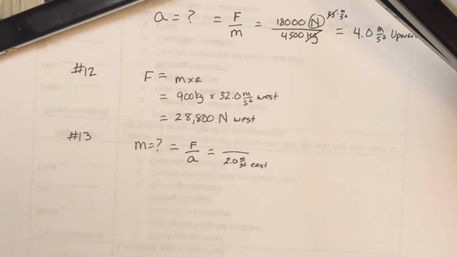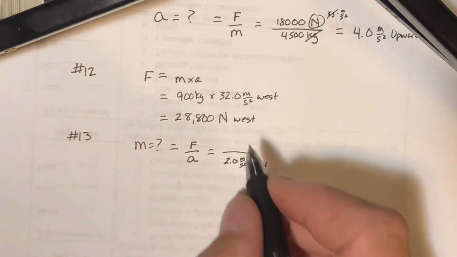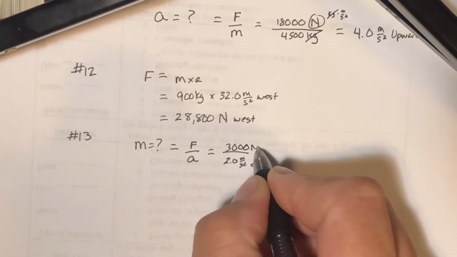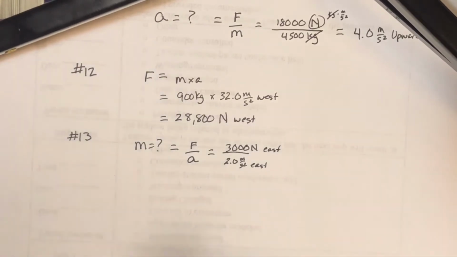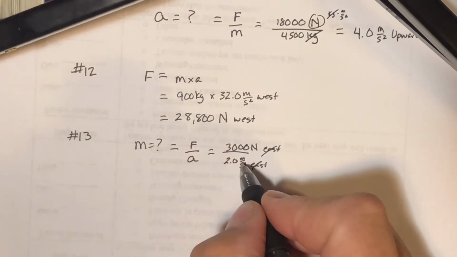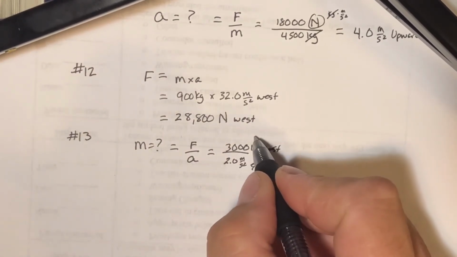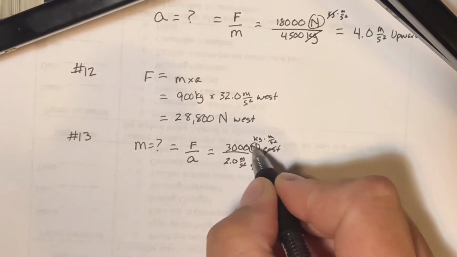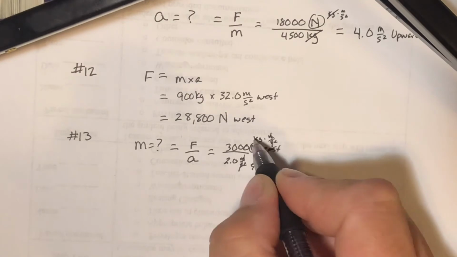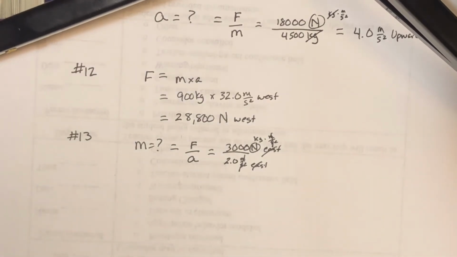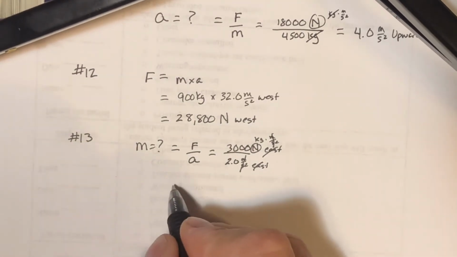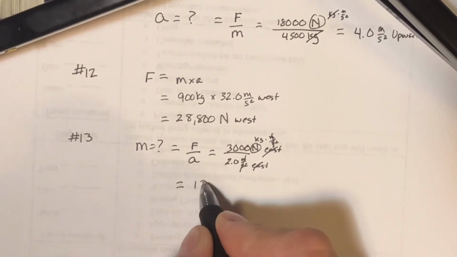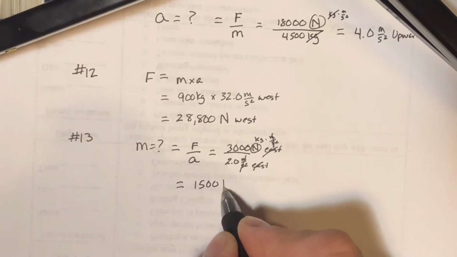and it has a net force of 3,000 newtons east. So 3,000 newtons east, and so the east is going to cancel. The newtons, remember, the newton is kilograms meters per second squared. So the meters per second squared cancels. That's going to give us the kilograms, because mass is going to be in kilograms. So the mass is equal to, what is 3,000 divided by 2? 1,500 kilograms.